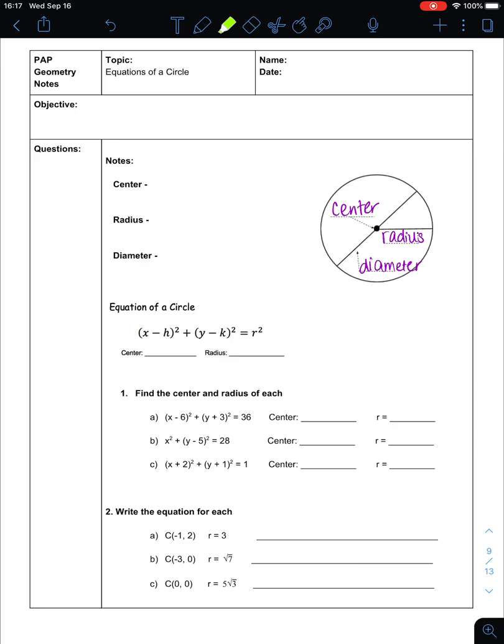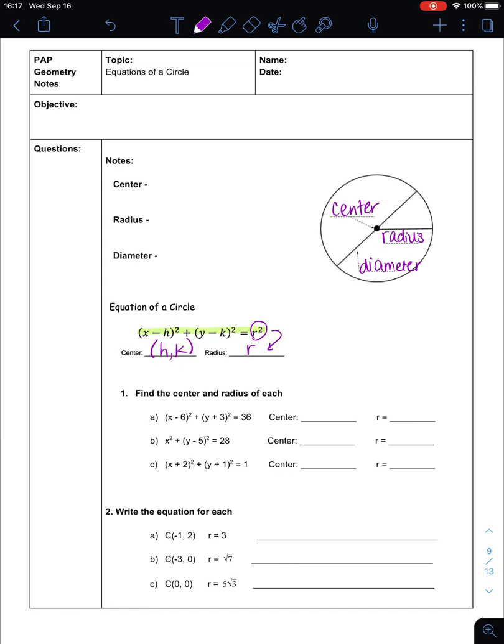But what you probably don't know is that there is an equation of the circle. It's a lot similar to the distance formula, where the center is your h and your k, and your radius is r. Notice this is r squared. A lot of students have trouble going from the r squared to the r.